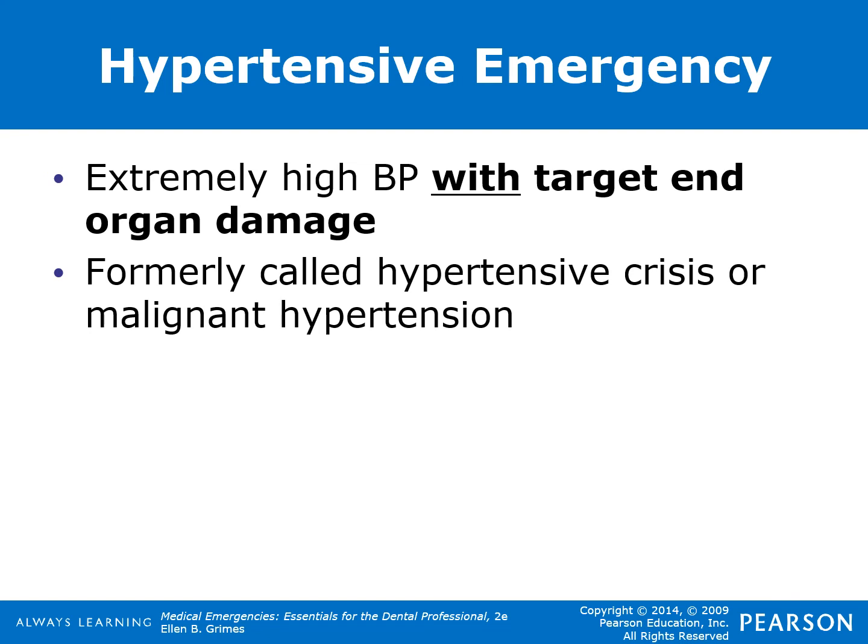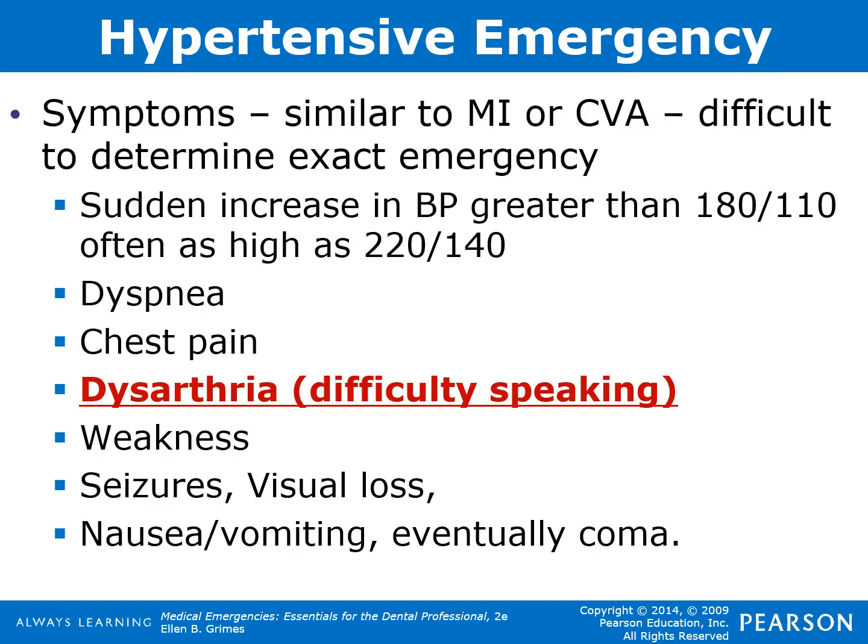Hypertensive emergency. This is extremely high blood pressure again, but with target end organ damage. It was formerly called hypertensive crisis or malignant hypertension, and now they call it hypertensive emergency. The symptoms are similar to an MI, myocardial infarction, or a cerebrovascular accident. It's difficult to determine the exact emergency.